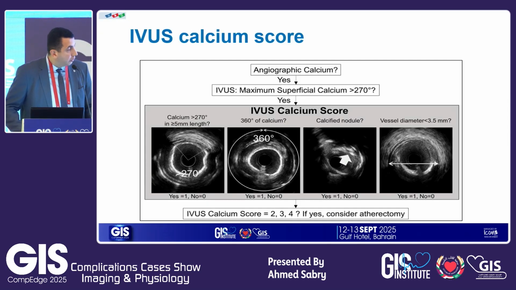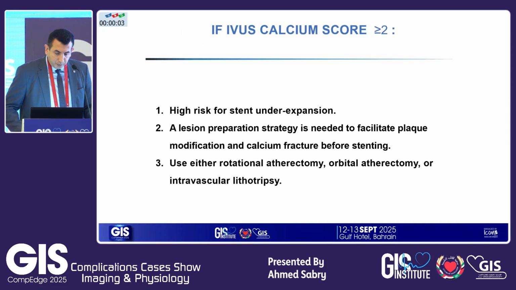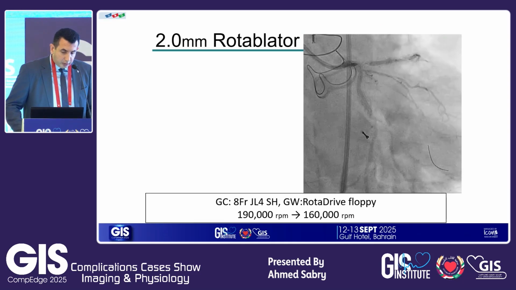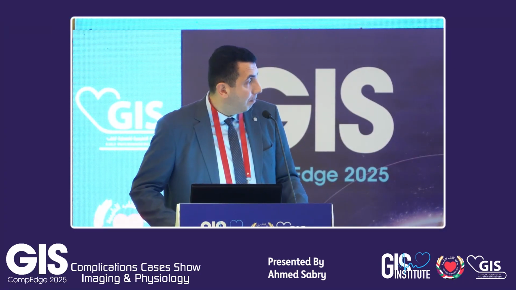According to the score, it's of course more than 2. So there is a high risk of stent under expansion, and we need a lesion preparation strategy.